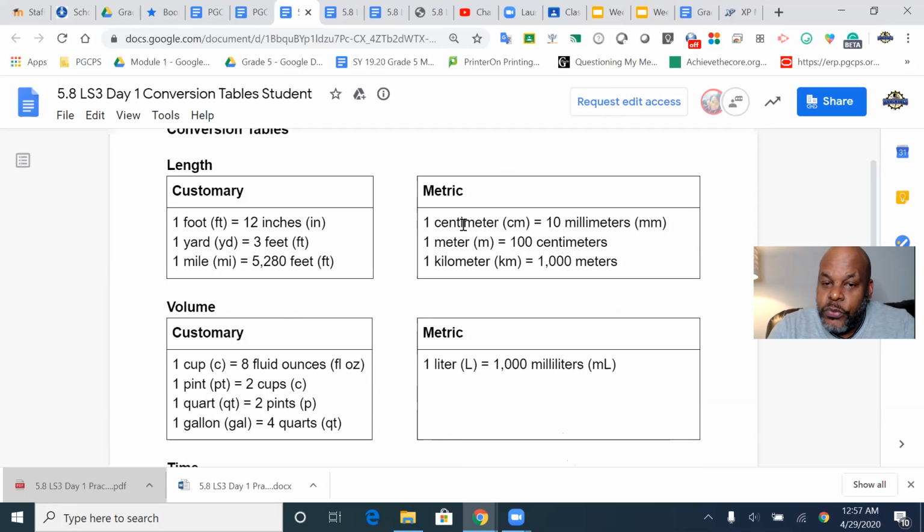So when you see a conversion table, what you see is 1 centimeter is equal to 10 millimeters. So there are 10 millimeters in 1 centimeter. So it takes 10 millimeters to equal 1 centimeter. It takes 100 centimeters to equal 1 meter. If you learn root words or prefixes, the prefix milli means 1,000 because there are 1,000 millimeters in 1 meter. So there are 10 millimeters in a centimeter. Centi means 100, so there are 100 centimeters in 1 meter. Kilo means 1,000, so there are 1,000 meters in 1 kilometer.